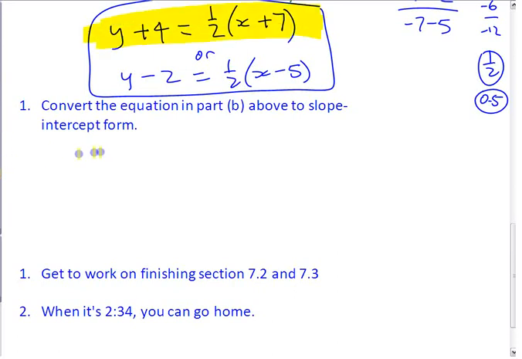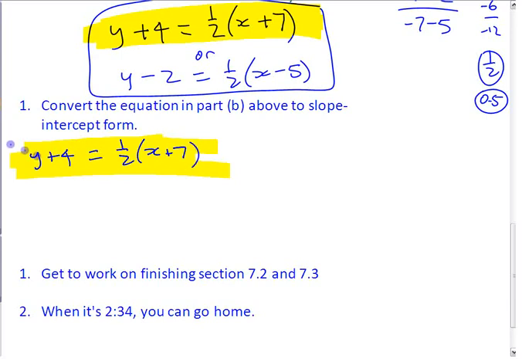If I'm converting that one to slope-intercept form, first step is to multiply out. Well, you can do it either way. You can get rid of the fractions first, or you can expand this first. If you don't happen to want to go 1/2 times x and 1/2 times 7, get rid of the fractions first.